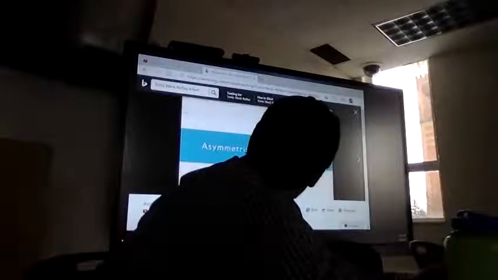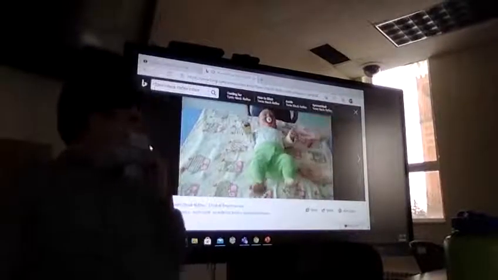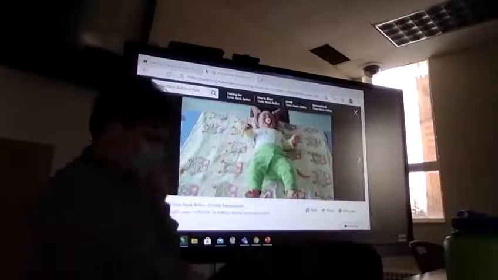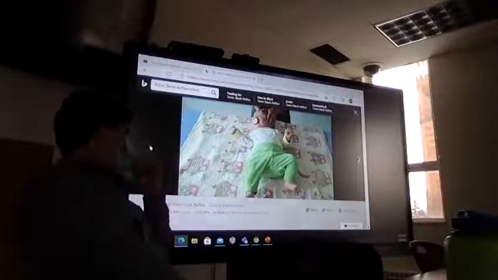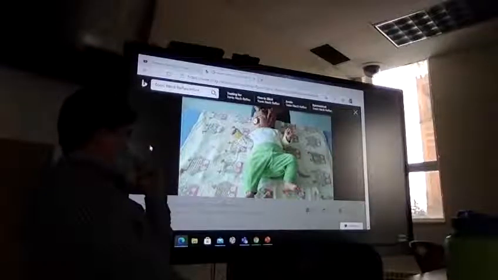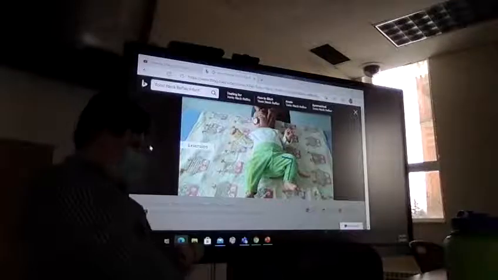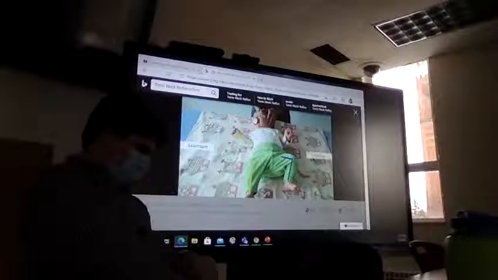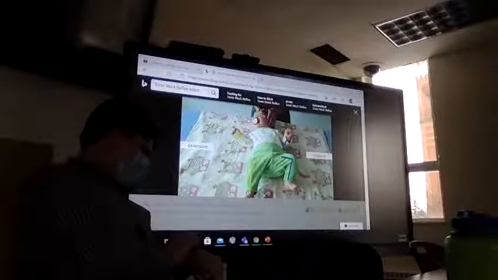Asymmetrical tonic neck reflex. The asymmetrical tonic neck reflex is tested by carefully turning the infant's head to one side, which typically results in a tonic extension of the extremities on the facial side and a bending in the contralateral extremities. This reflex is also known as the fencing reflex because of its resemblance to the typical position of a fencer.